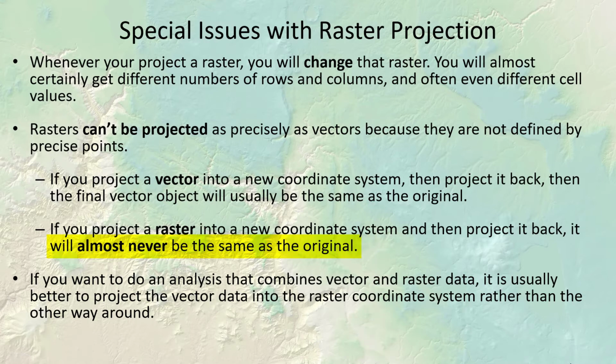Now, this means if you want to do an analysis that combines vector and raster data, say you have a bunch of sample points and you want to know what the vegetation type is at each sample point. The veg type is a raster and the sample points are vector. Well, if those come from different coordinate systems, it is almost always better to project the vector data into the raster coordinate system rather than the other way around. Remember, when you project rasters, it's going to change. You want to leave that unmolested if you can.